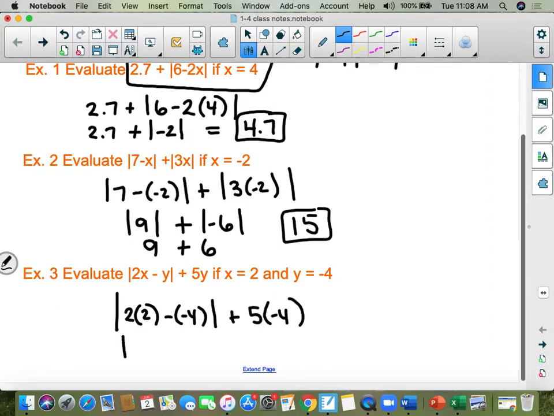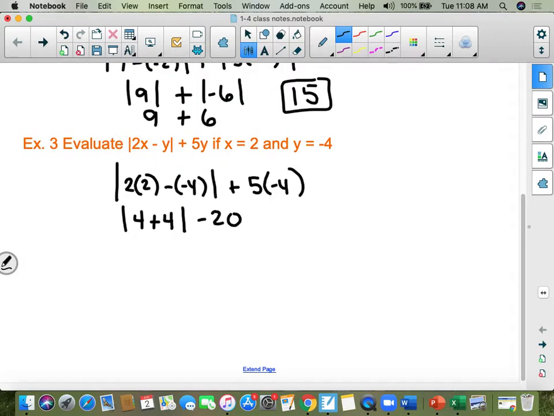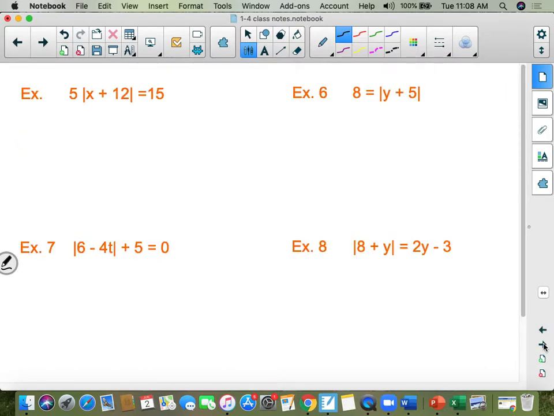You're going to get 4 plus 4 inside the absolute value sign, and you're going to get a negative 20 on the outside. There is no absolute value. The absolute value of 8 is 8. Take away 20 equals a negative 12. That's the first part of the assignment. Now comes the second part of the assignment.